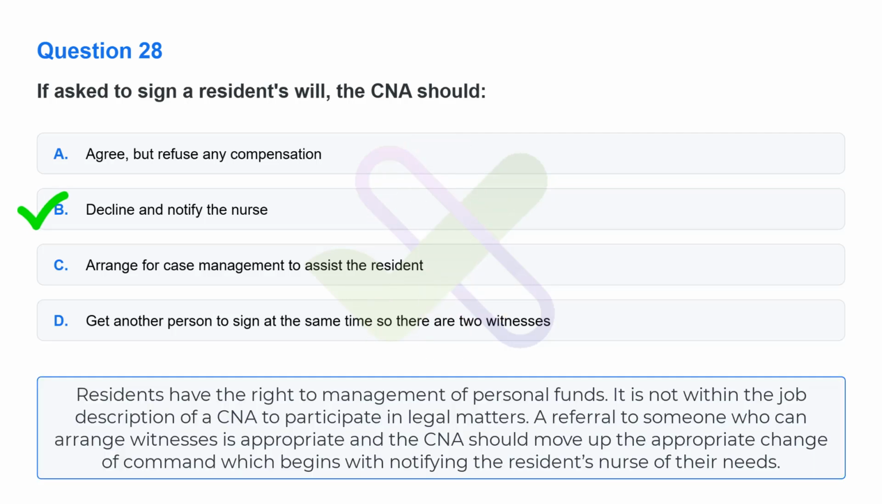Correct answer, B. Decline and notify the nurse. Residents have the right to management of personal funds. It is not within the job description of a CNA to participate in legal matters. A referral to someone who can arrange witnesses is appropriate, and the CNA should move up the appropriate chain of command, which begins with notifying the resident's nurse of their needs.